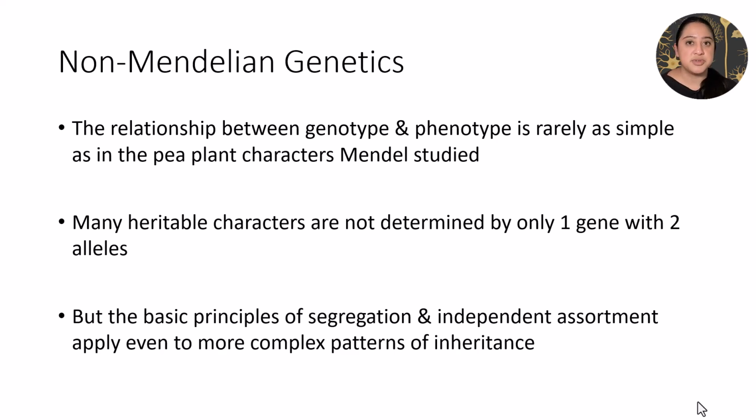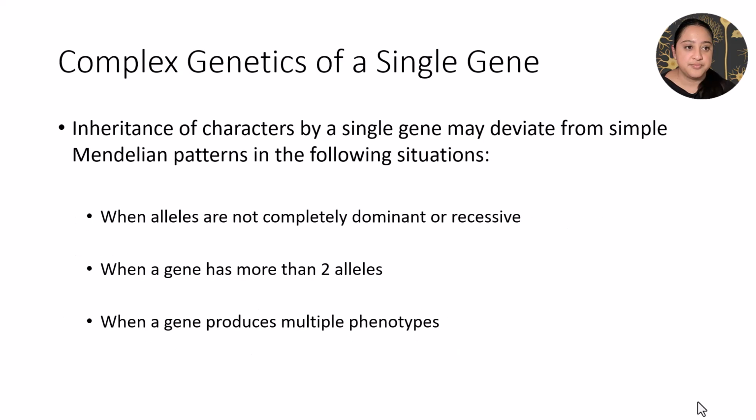But what he taught us has been invaluable to figuring out a lot of what does follow Mendelian genetics and how it might deviate. The basic principles of segregation and independent assortment apply even more to more complex patterns of inheritance. There are complex genetics of a single gene, and then there's also complex genetics of things that are coded for by more than one gene. We're going to talk about this first.